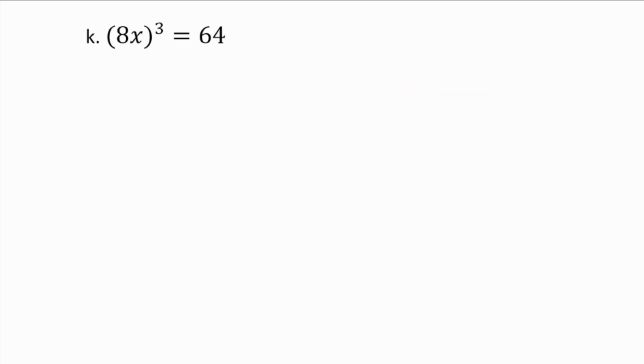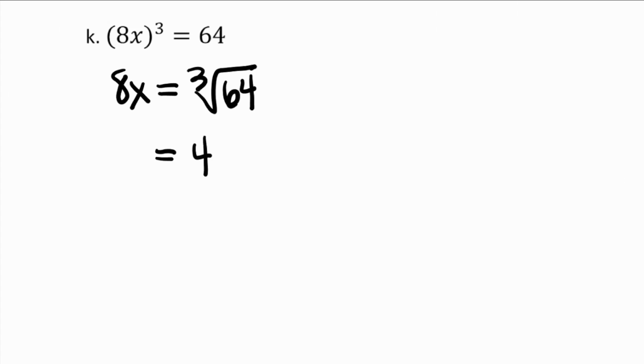All right, here's another one. We're not going to be taking the square root, or the cube, or no, we're going to be taking the cube root of both sides, but we're not squaring or cubing both sides. So I'm going to take the cube root of both sides. And 64 is 4 to the third. So that's going to be 4 equals 8x, x equals 2.